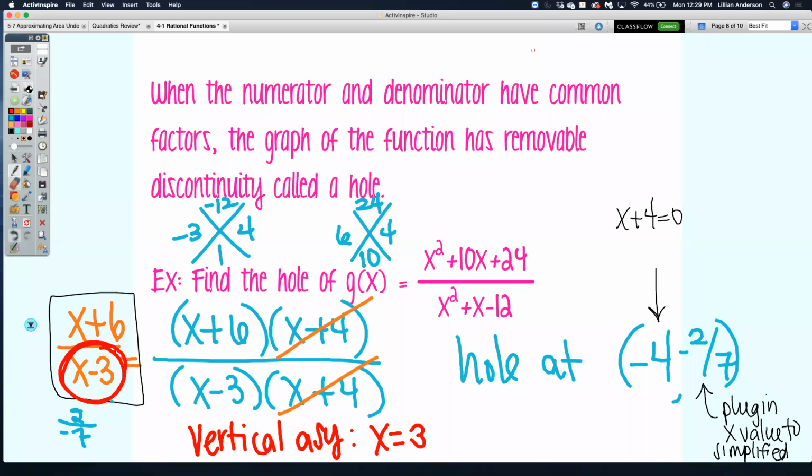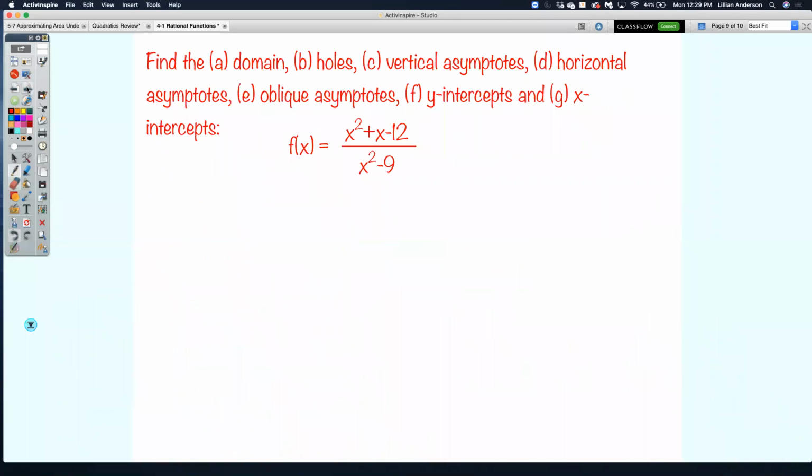Let's put it all together, okay? This is not on any notes. I just want to make sure that everybody understands how to find everything. So we're going to find the domain, the holes, vertical asymptotes, horizontal asymptotes or oblique slant asymptotes, y-intercepts and x-intercepts. And to be honest, that's the order you should think of as well. Find the domain first, then holes, and so on. I'll do this one with you, then I'm going to give you one to try on your own.